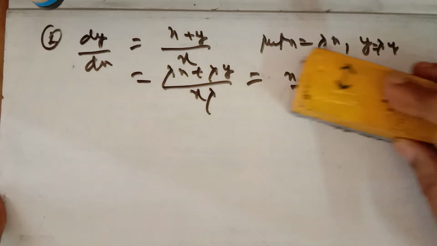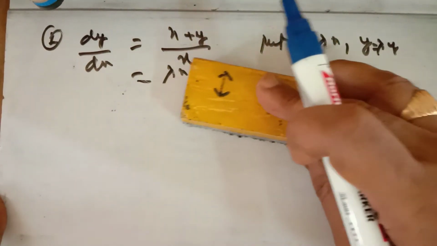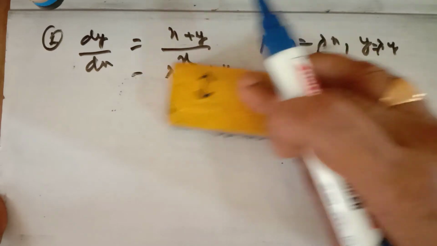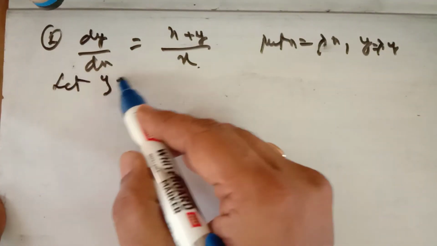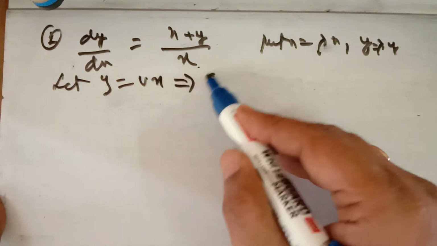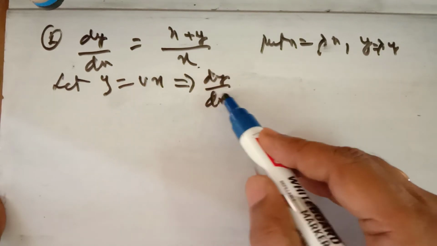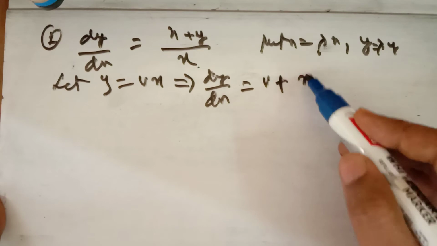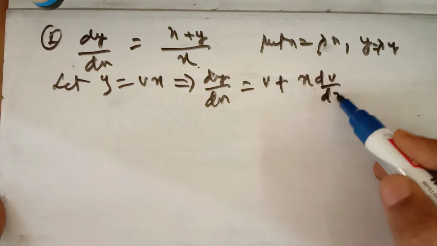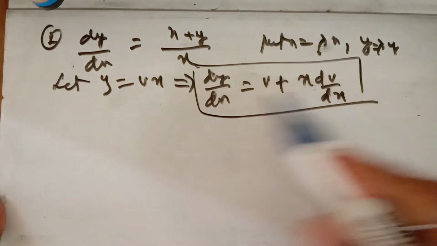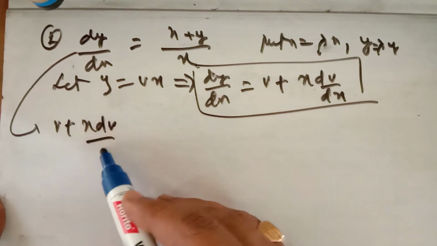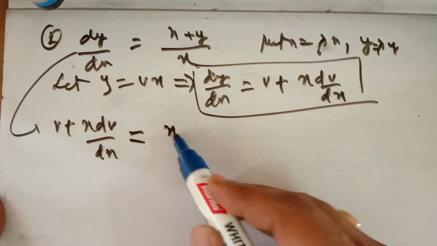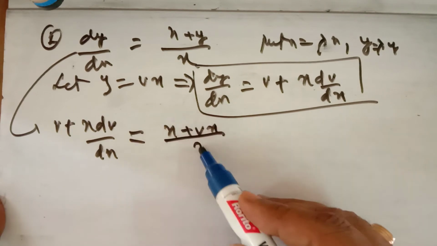So what you have to do, because it is a homogeneous differential equation, you let y is equal to vx. Y is equal to vx, so dy upon dx is equal to v plus x dv upon dx. Always you will get this in place of dy dx, this always comes. So it is equal to v plus x dv upon dx, equal to x plus vx upon x.